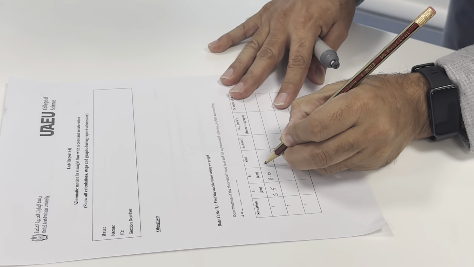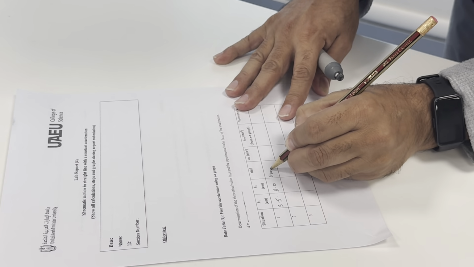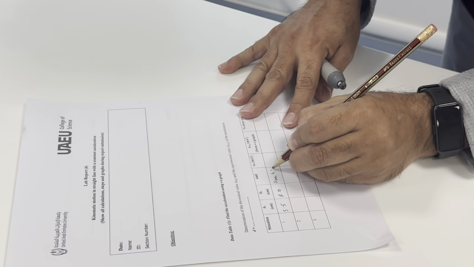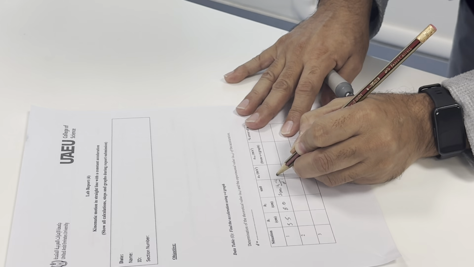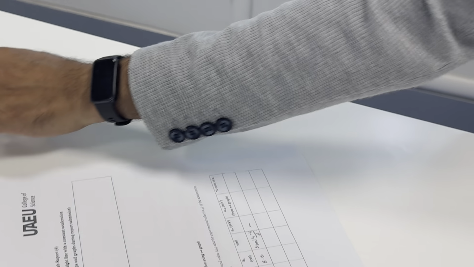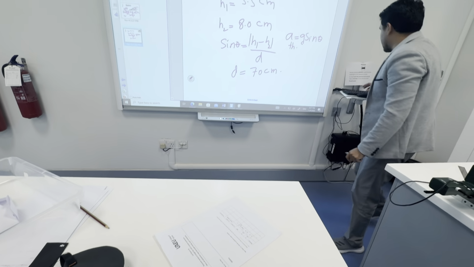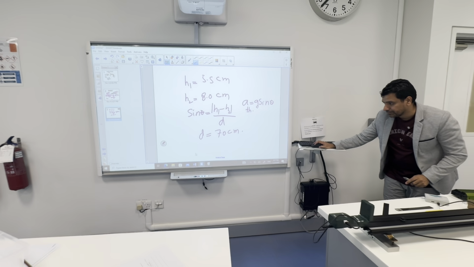Your sine theta, you will calculate sine theta from h2 minus h1, or h1 minus h2, over d, and then you will get the theoretical value. Now we are going to perform the experiment to get the value from the experiment.